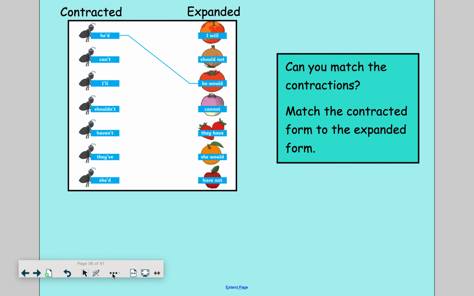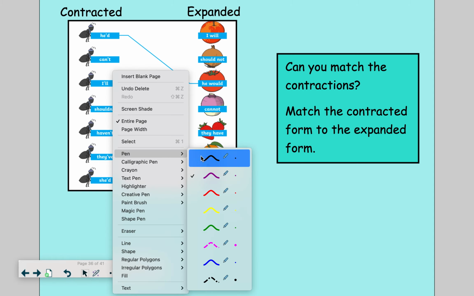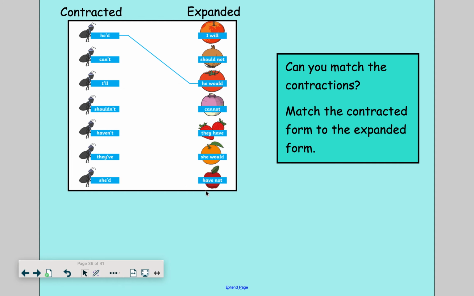I'll get my pen out. And let's have a little go. I'll use red today. Can't. Cannot. There you go. I'll. Short for I will. Brilliant. Shouldn't. He shouldn't have done that, the naughty boy. Shouldn't is should not.